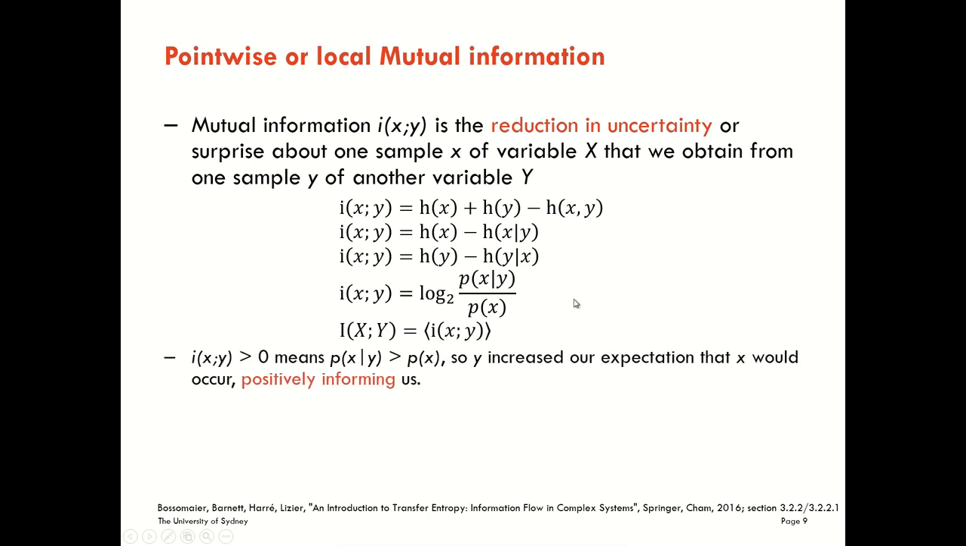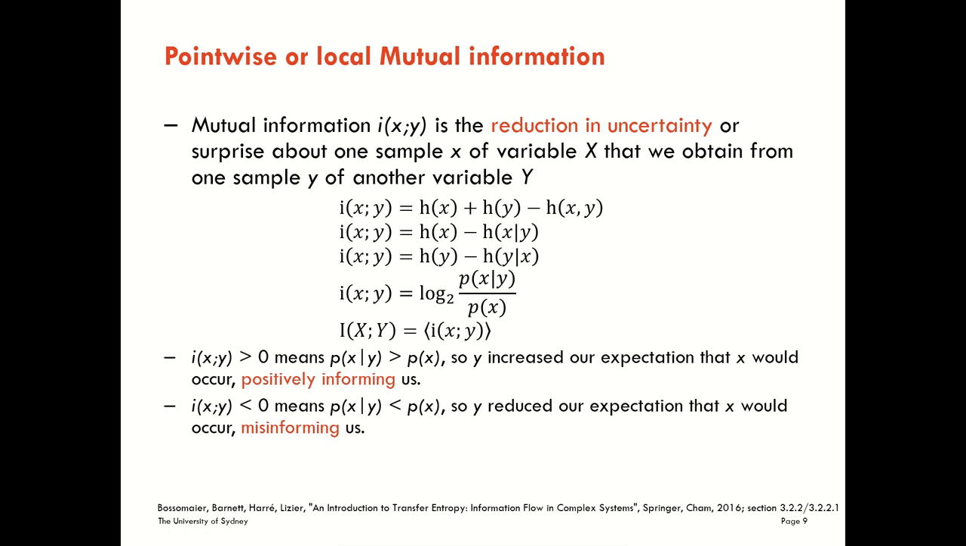So here we get a positive value for the pointwise mutual information when our posterior probability of the value of x that did occur, given the knowledge of y, was larger than the prior probability of x. What happened here is that knowing the value of y increased our expectation that this realization of x would occur. It increased the likelihood against the prior probability. That positively informed us about the realization of x that happened. So that's why we get a positive value for mutual information here.